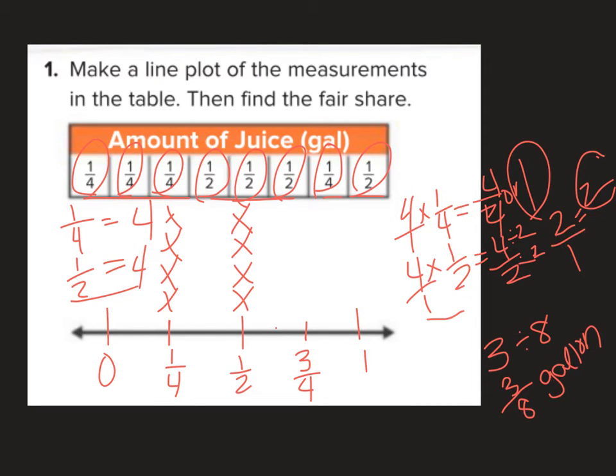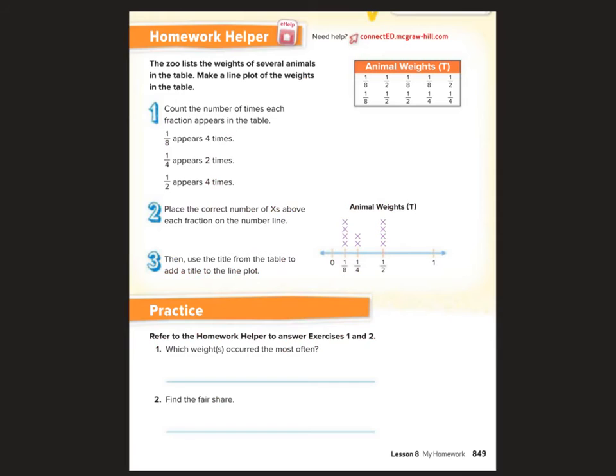Anyways, let's keep going. The zoo lists the weights of several animals in the table on the homework page. Make a line plot of the weights in the table. So first thing, count the number of times each one appears. They did it for us. Here is our line plot.